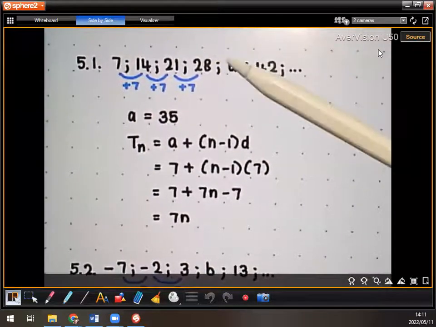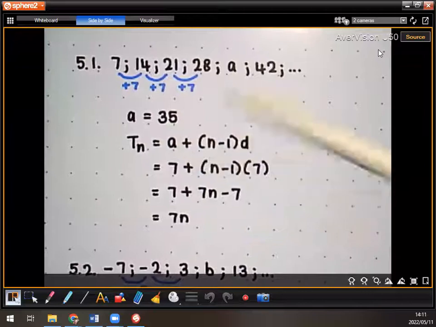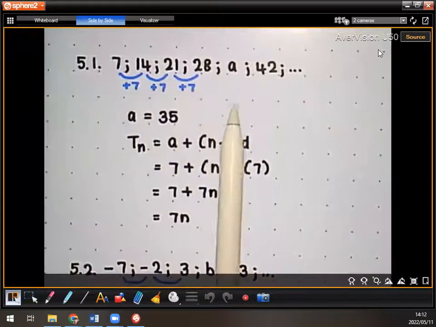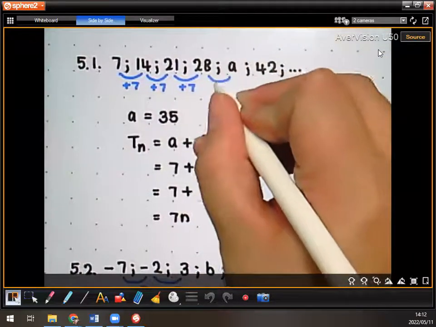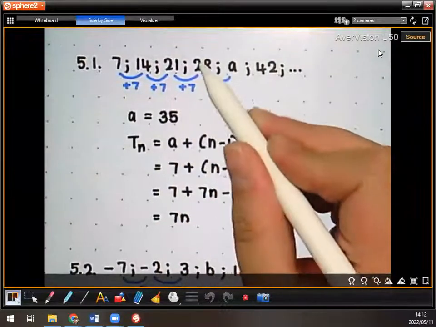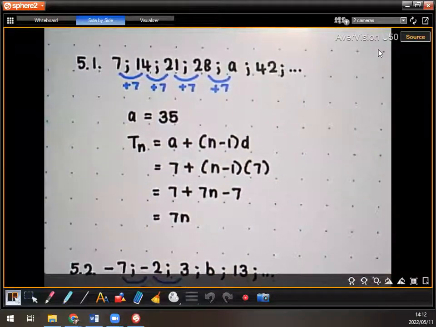Okay, so they wanted us to find A and then the value of Tn. So in order to get A, you need to check what am I doing? I'm adding 7 each time, so that's quite easy. So from 28 to A, you must also add 7. That is why A is 35, 28 plus 7, if you just continue with that pattern as it is.